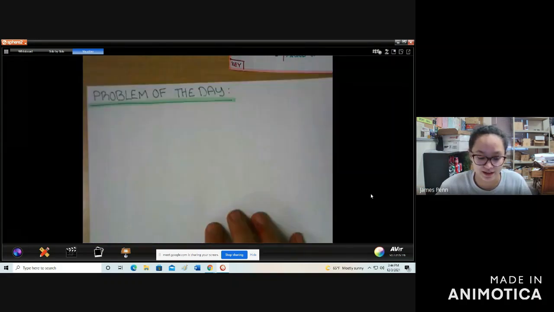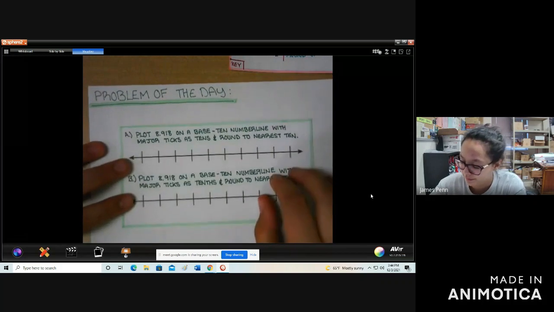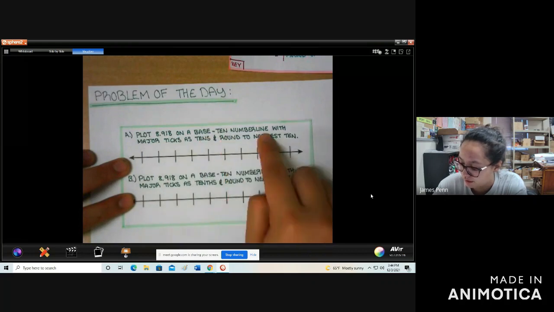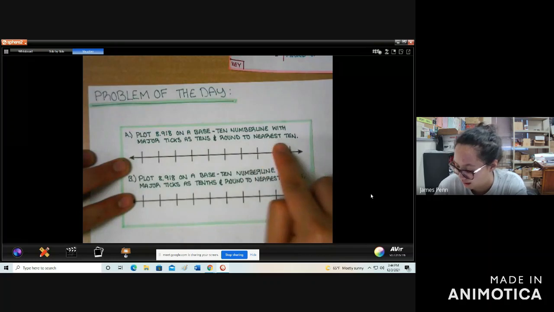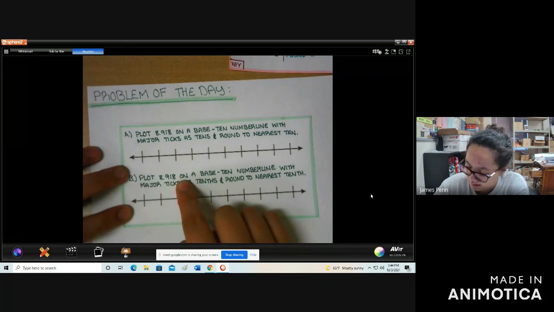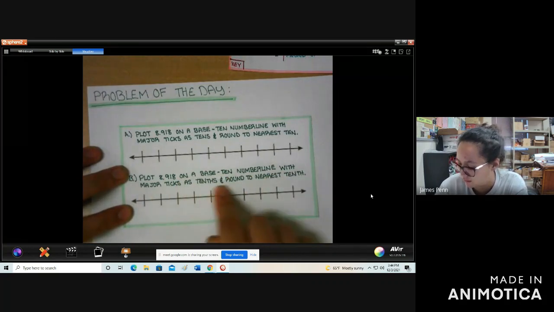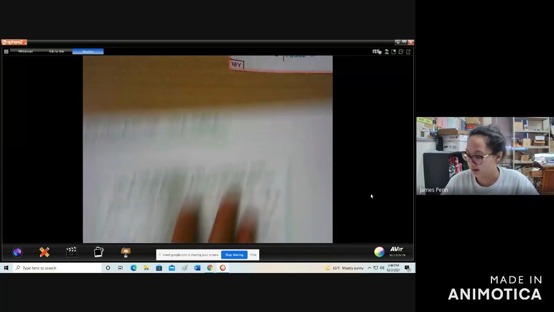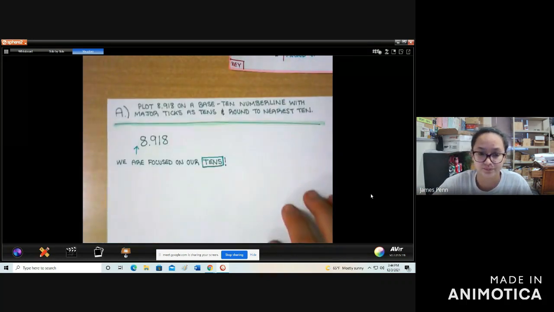Our problem of the day, which is A. Plot 8.918 on a base 10 number line with major ticks as tens and round to the nearest 10. And B. Plot 8.918 on a base 10 number line with major ticks as tenths and round to the nearest tenth. So let's look at problem A.